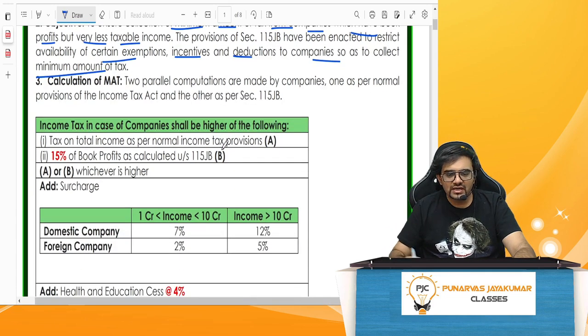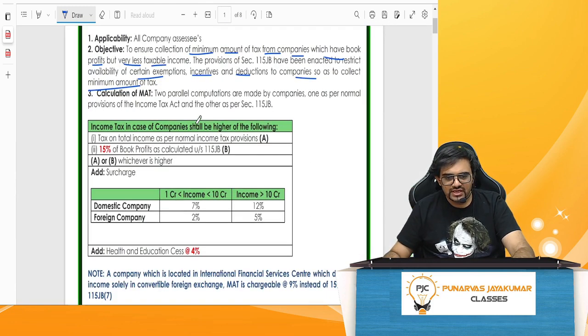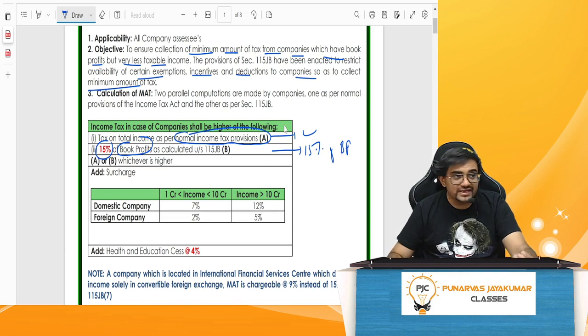So two parallel computations have to be made, my dear friends. Two parallel computations. One is income tax as per normal income tax provisions. Second one, 15% of book profits. So they are trying to tell you, you pay this one, or if this is not even there, at least you pay 15% of book profits. So 15% of book profits will be the tax. So either A or B, whichever is higher.